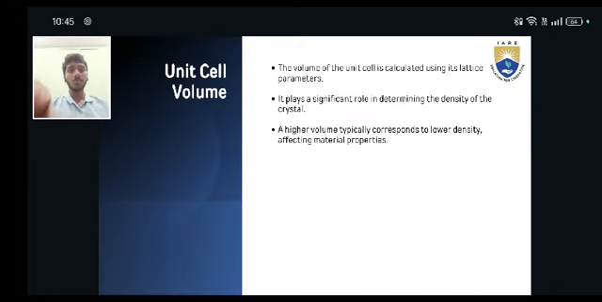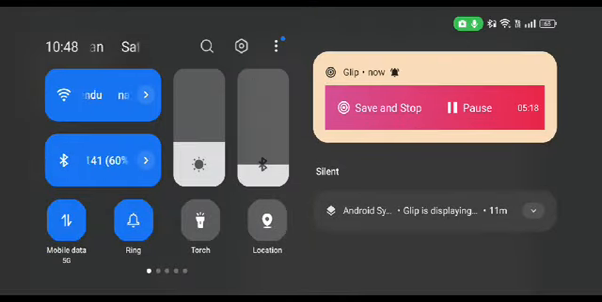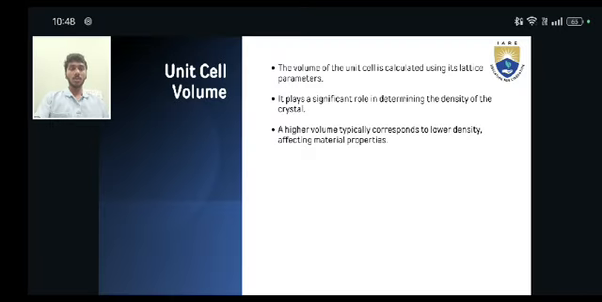Unit cell volume. The volume of the unit cell is calculated using its lattice parameters. It plays a significant role in determining the density of the crystal. A higher volume typically corresponds to lower density, affecting material properties.